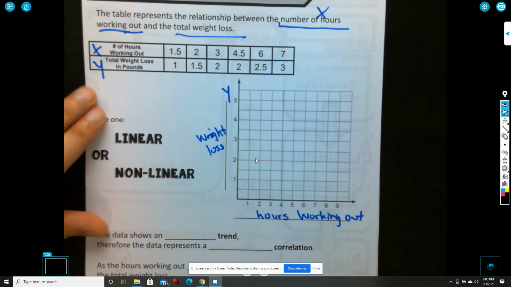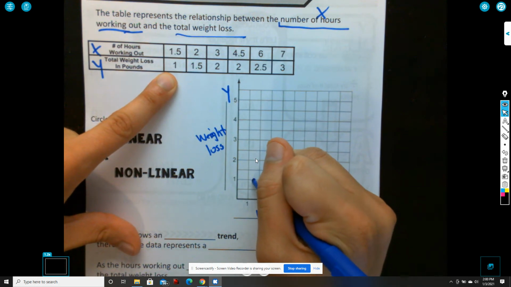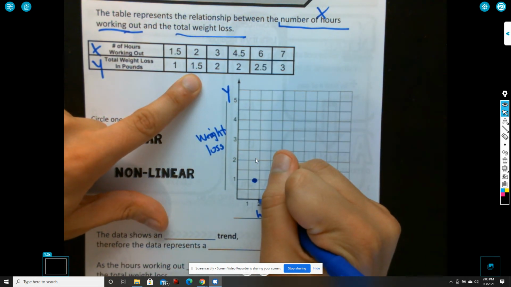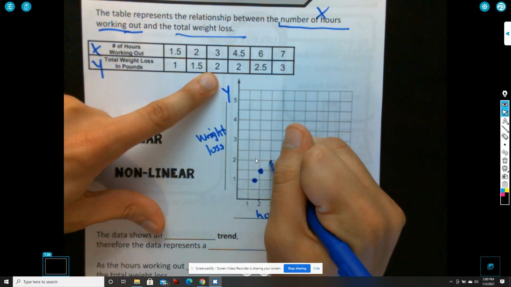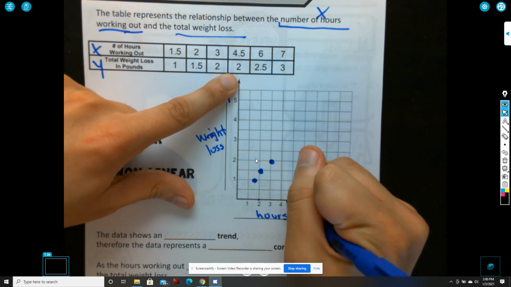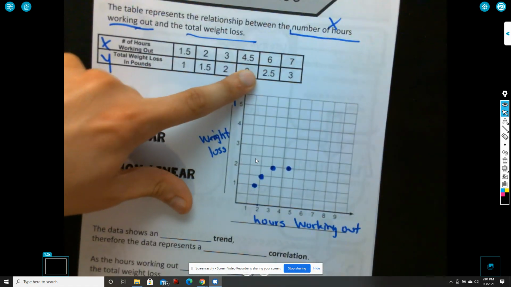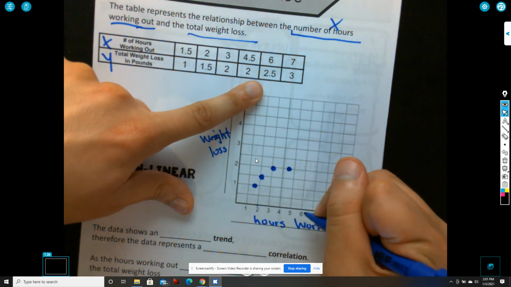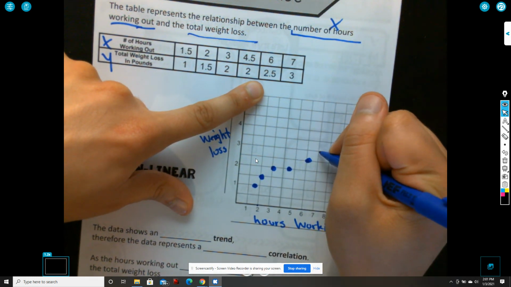All right, so same thing. We're going to plot these. So we get 1.5, 1. And then 2, to the right 2, up 1.5. To the right 3, up 2. To the right 4.5, up 2. And then you get 6, 2.5. And then 7, 3.